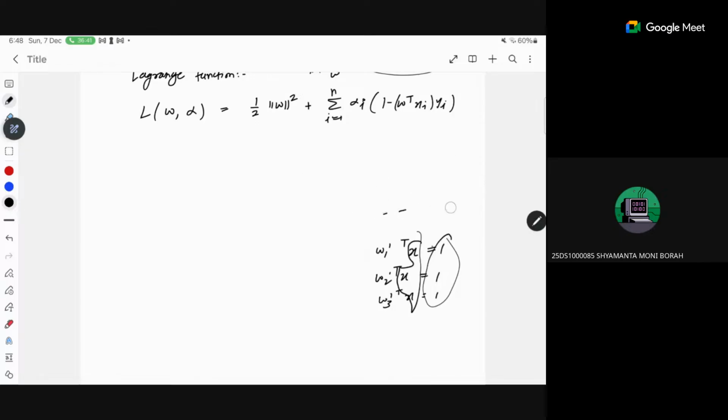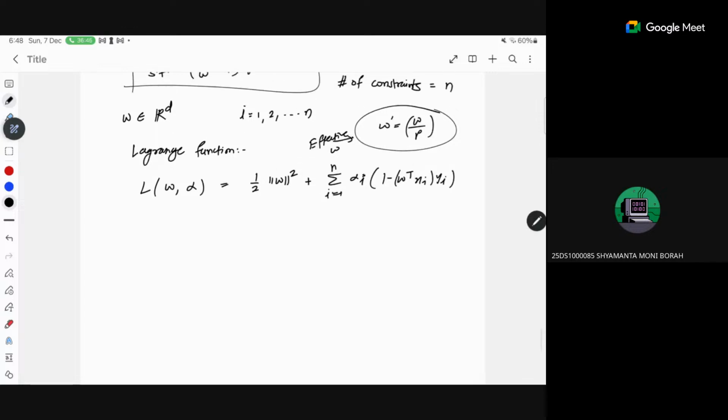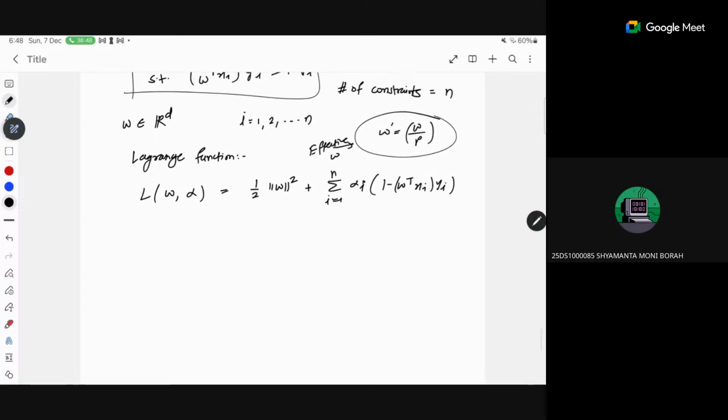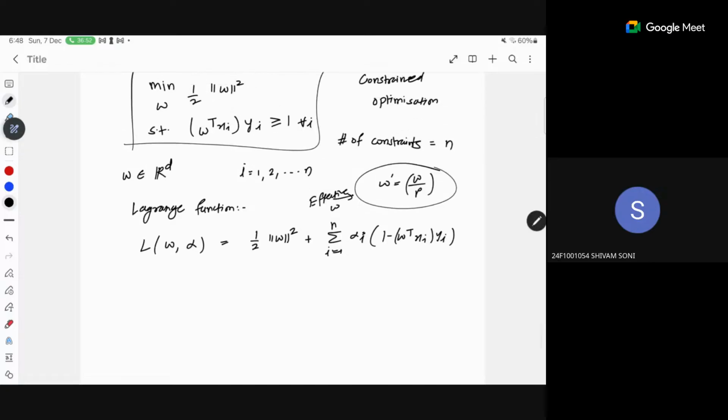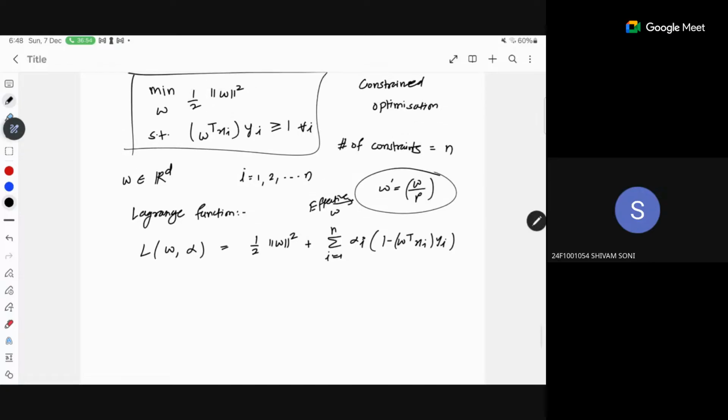Okay, we are here with the Lagrangian. What is this Lagrangian function? Till now, this is fine. We are taking the effective W. When I say this is equal to 1, it has to be the effective W. I hope till here this is okay.